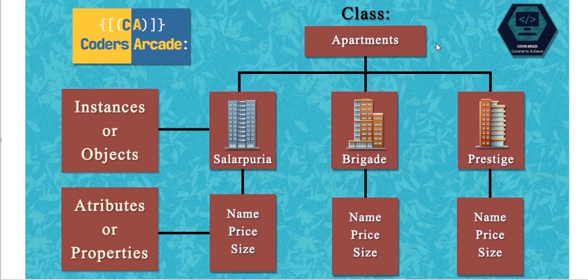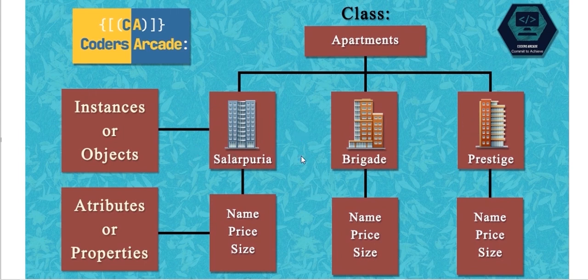The objects will be the instances of the class. In this case, these are the objects: Salarpuria, Brigade and Prestige and many other types of apartments will be the objects or the instances of this apartments class. Now, all these apartments have certain common attributes or properties. The common attributes or properties are name, price and size. Name, price and size, and again name, price and size for all the three types of objects.